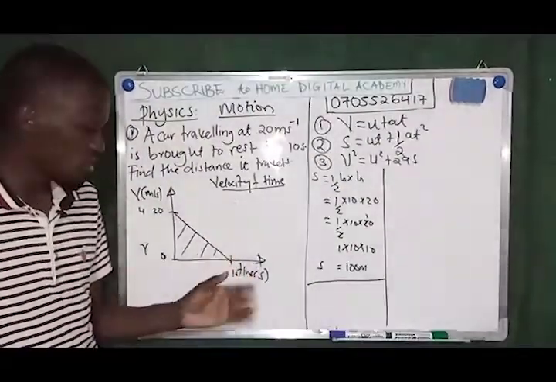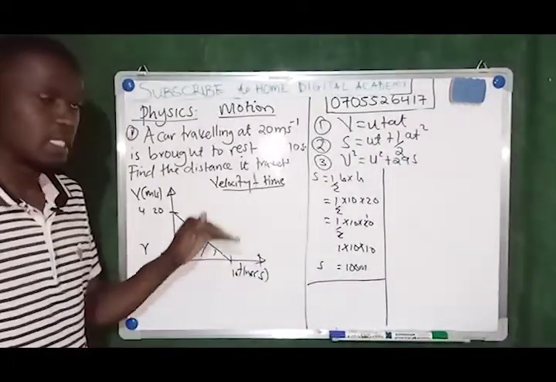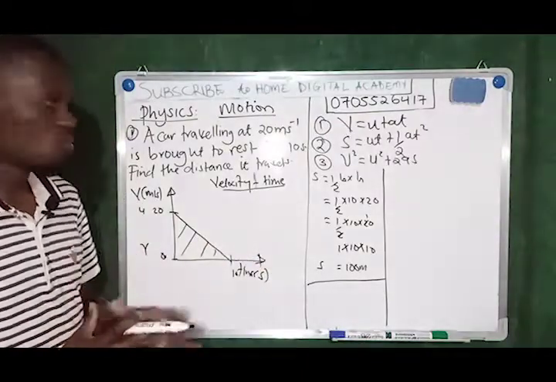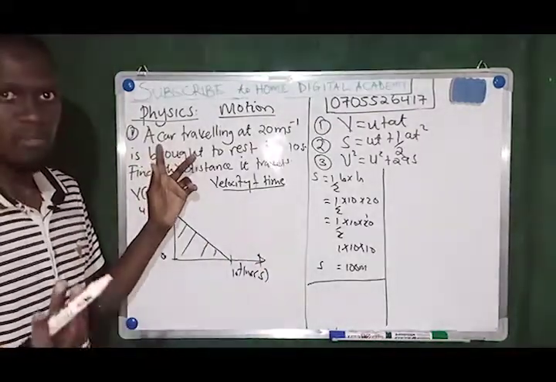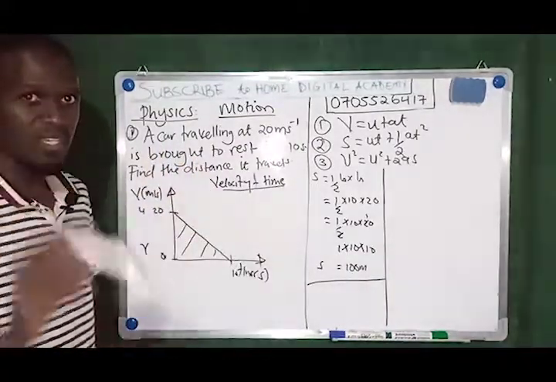If you know the approach, that the area under the graph is the distance covered by the moving particle, or any particle like a car. Let us have another method in the next episode.